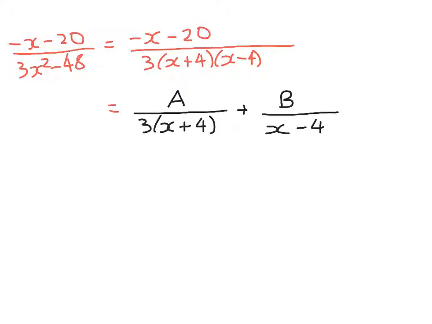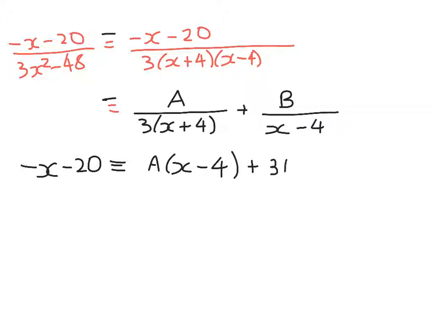Taking this to the next step, what have we got now? Well, we're going to cross multiply on the right hand side, and we get this. I've messed up my identity sign everywhere again. It's a very bad habit. There we are. A times x minus 4 plus 3b times x plus 4.